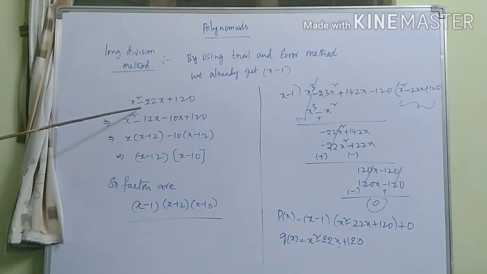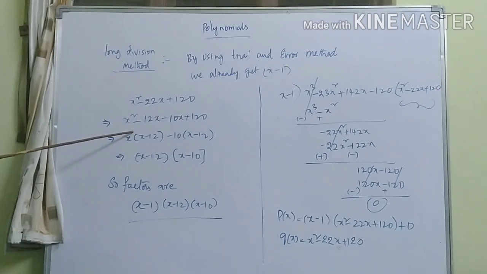Our quadratic equation is x square minus 22x plus 120, by using the middle term splitting method. So the factors of 120 are 12 into 10, and the addition result of 22 is minus 12 minus 10, that is equal to minus 22. So both conditions are satisfied. What are the both conditions? The summation of the middle term and the product of the extremes.